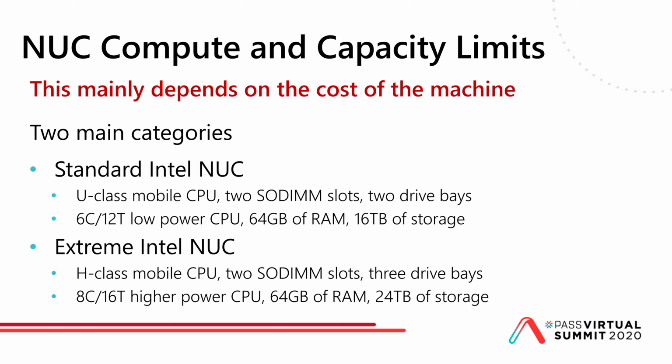And then you have an extreme Intel NUC, and that's going to be an H-class mobile CPU that uses a little bit more power. You're still limited to 2 memory slots, but you're going to have 3 drive bays and also a PCIe slot, so you can put more of a desktop class graphics card in there. And you're going to have up to 8 cores and 16 threads on your CPU. You're still limited to 64 gigs of RAM, and you can have up to 24 terabytes of internal storage with that sort of a machine.